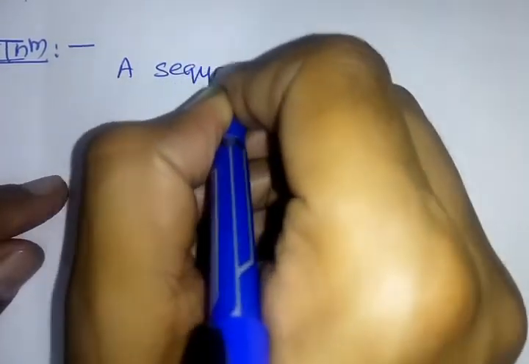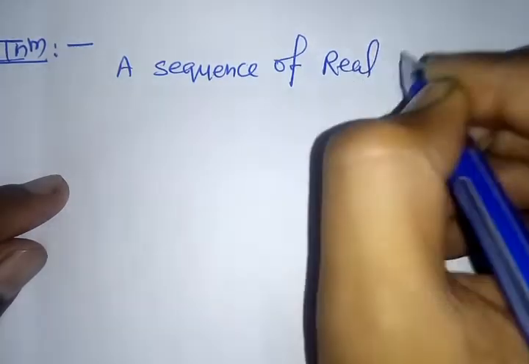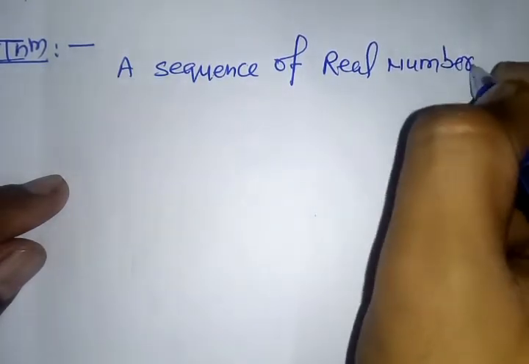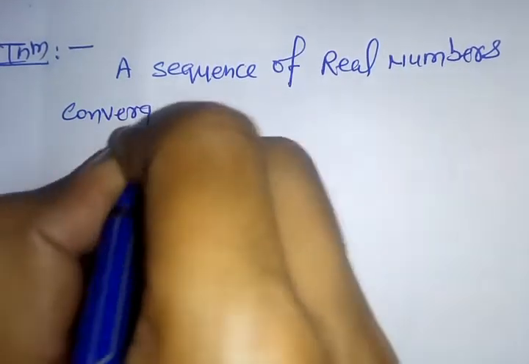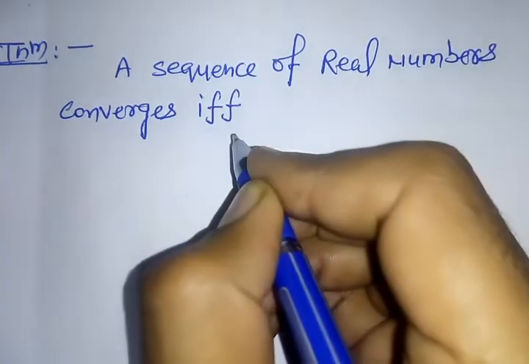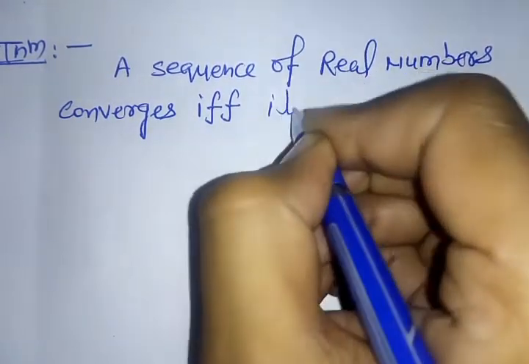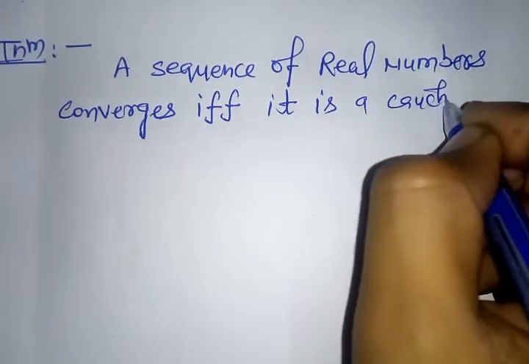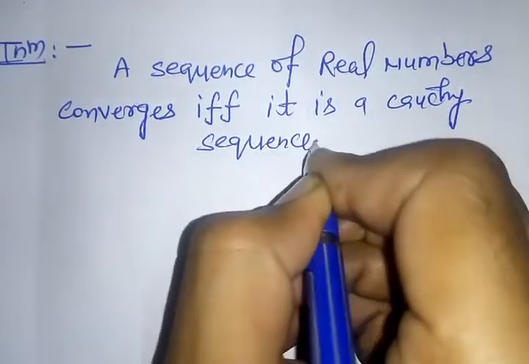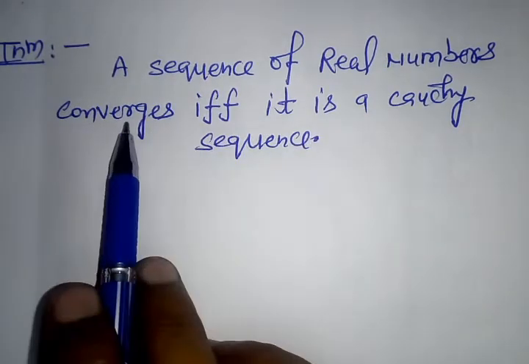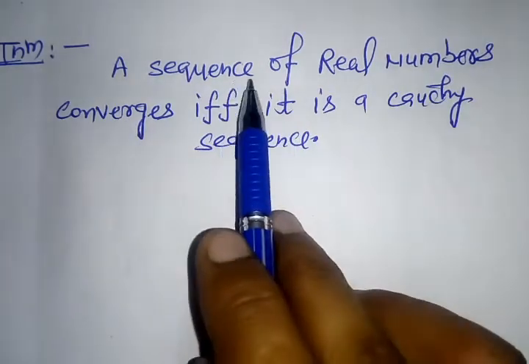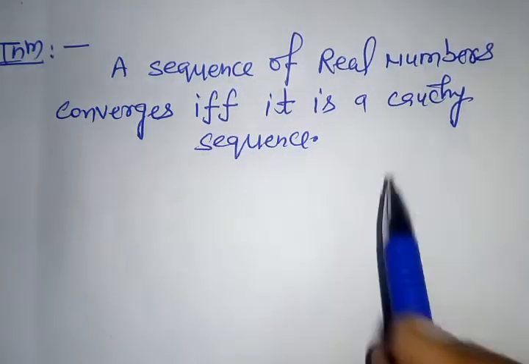Another important theorem we are going to prove is: a sequence of real numbers converges if and only if it is a Cauchy sequence. That is, every convergent sequence is a Cauchy sequence, and every Cauchy sequence is a convergent sequence in the real number system. Here we are taking a sequence of real numbers.